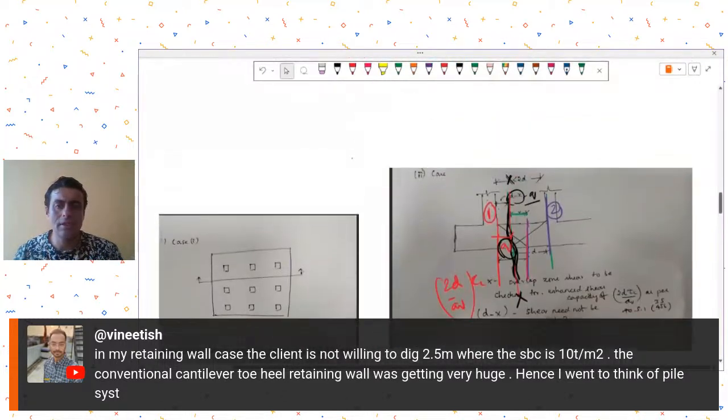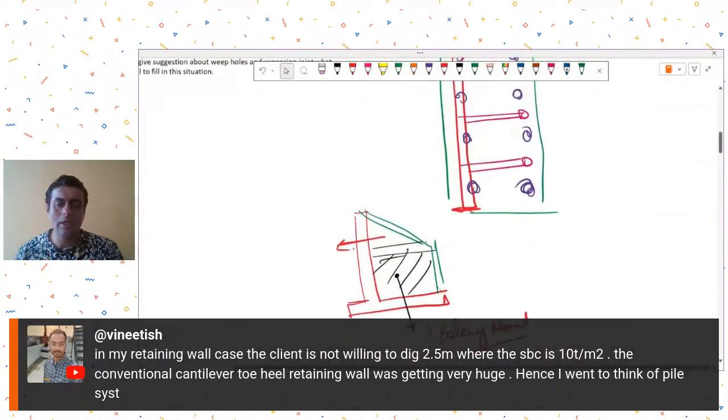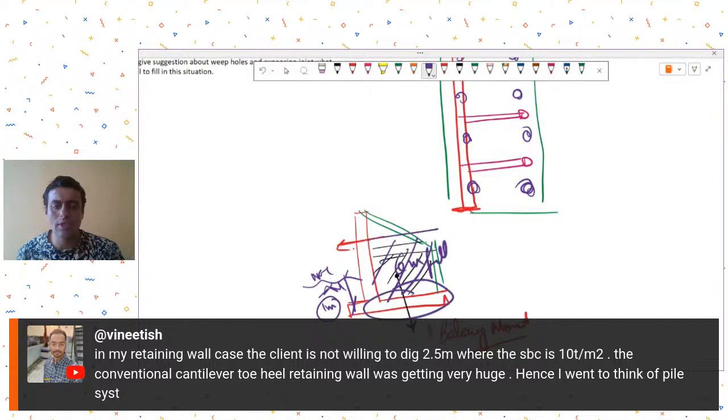I'm just saying that let's say your client is not wanting to dig up to 2.5 meters where you are getting a 10 ton per square meter SBC, but still you are anyway going to have 6 meter fill, right? So why not take the advantage of that 6 meter fill? If this is your NGL and your client is allowing you to only dig 1 meter, or not even that, at least you are always going to get 6 meter fill. So if you introduce toe and heel slabs, you are able to get the advantage of the resisting moment that the 6 meter soil fill will offer. If you don't give that toe heel, you are missing out on that.